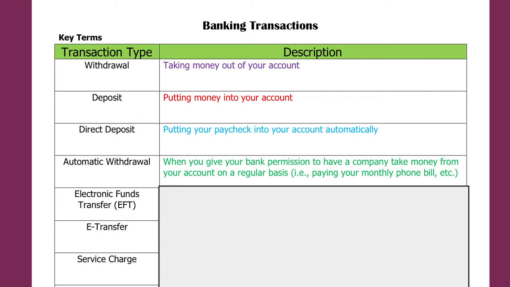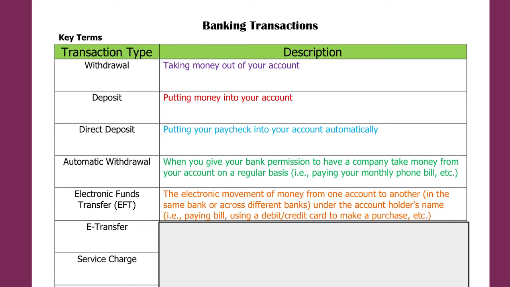So let's imagine you have a phone bill, and rather than have to go on and manually pay it each month, you just tell the company it's okay, you give them your bank information, and they can just take it out monthly, whatever it is that you owe. So in order to do this, you need to sign some paperwork and give them your banking information.